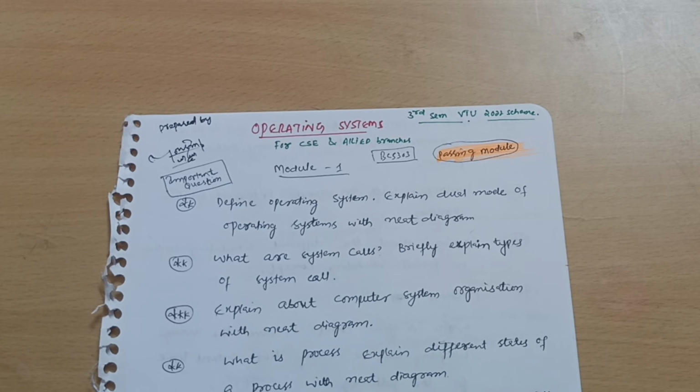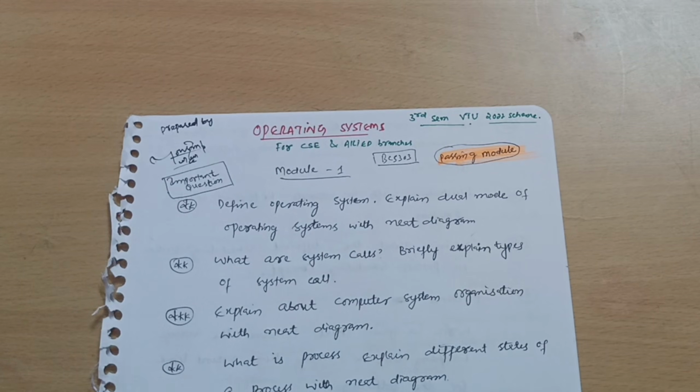So I am making passing packages for the third sem students who are here. I have already uploaded the DDCO passing package for the CSE branch or allied branches. Today I am with another subject, operating systems. Its subject code is BCS 303. So let me discuss some important questions module wise over here.